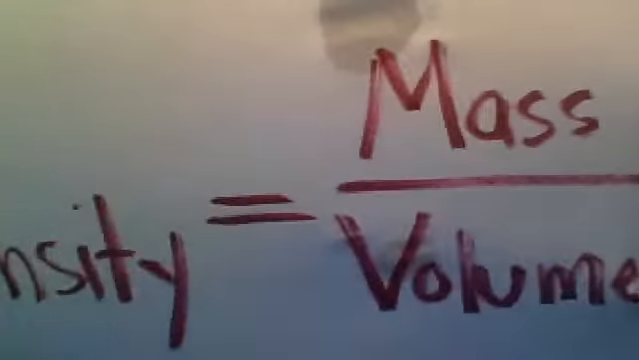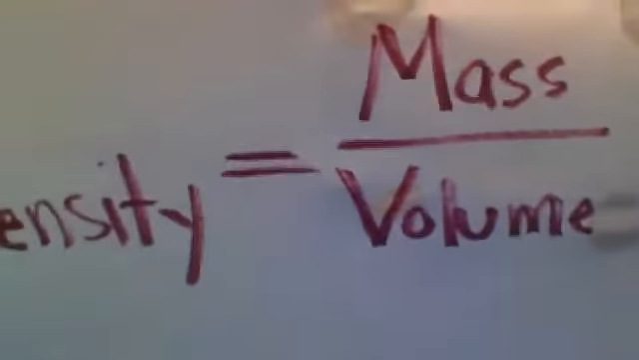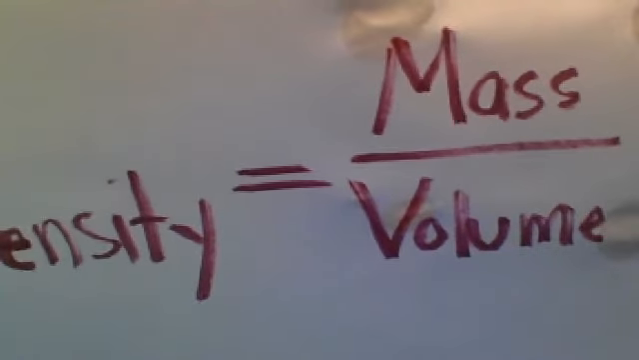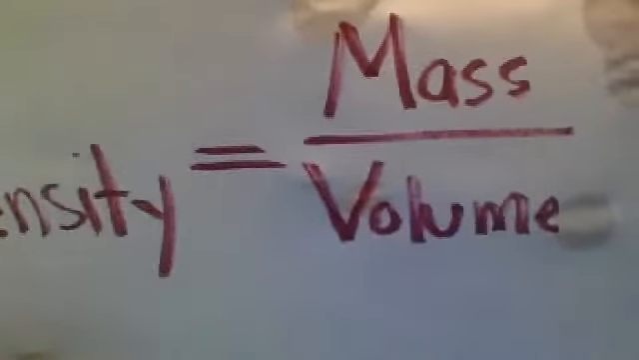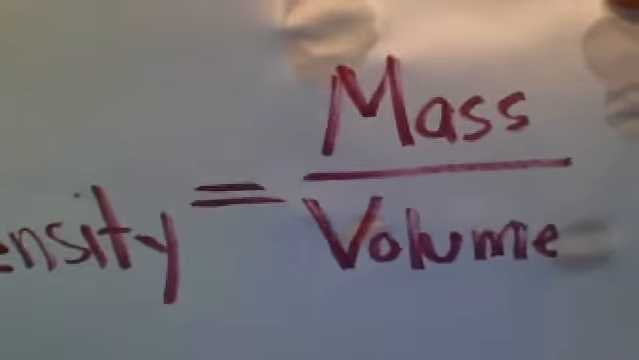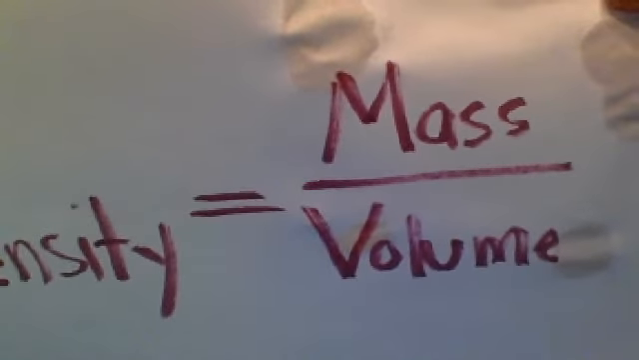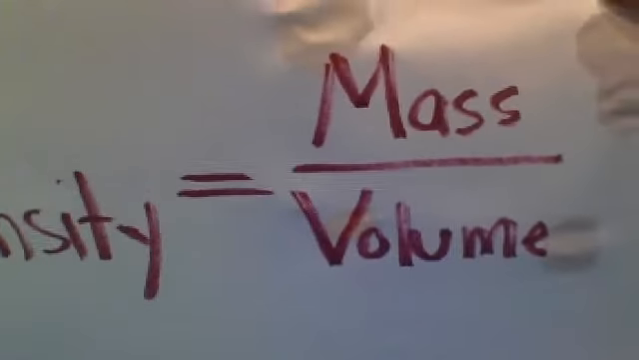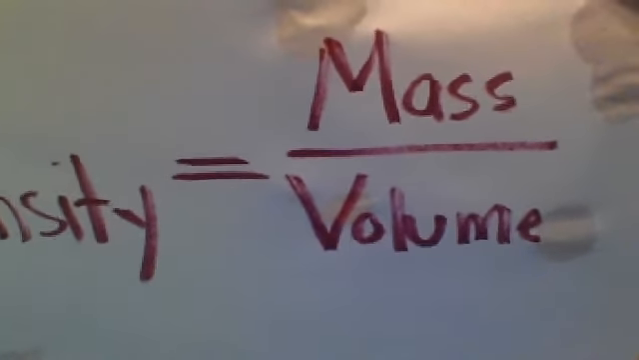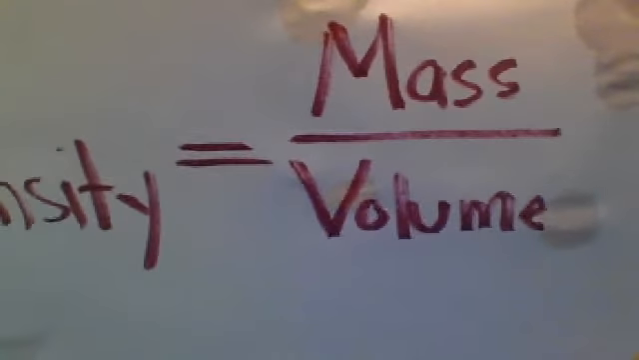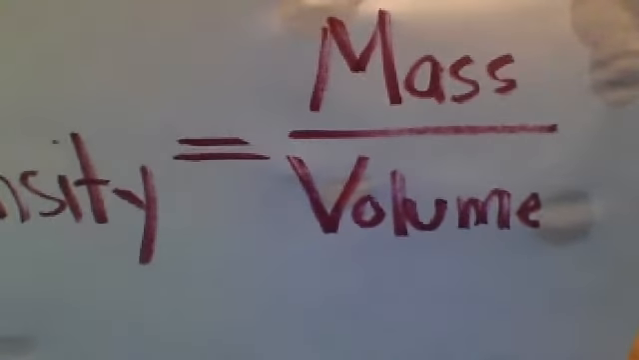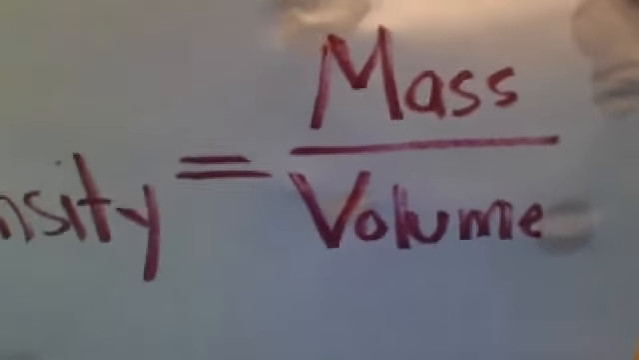Basically, a certain mass of material or molecule is crammed into a specific volume or space. A more dense object will have more mass crammed into a specific area, or volume, whereas a lower density object will have less mass crammed into a specific set of volume. And it's basically a ratio of mass to volume for density.